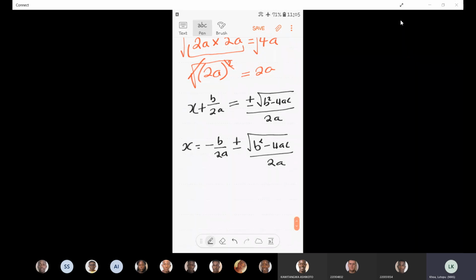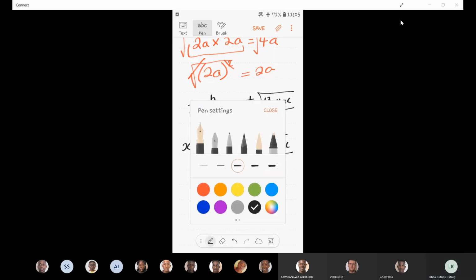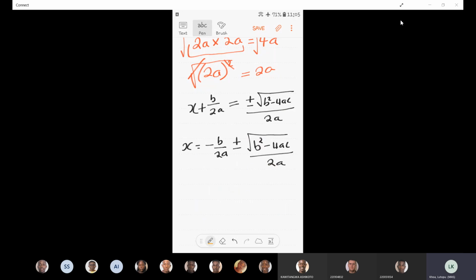So I have two fractions on the right hand side. The denominators are the same, because the denominator of the first one is 2a, and the denominator of the second one is also 2a. So I can combine them under one big fraction. So I will have x is equal to one big fraction, 2a in the denominator, and then minus b plus or minus the square root of b squared minus 4ac.